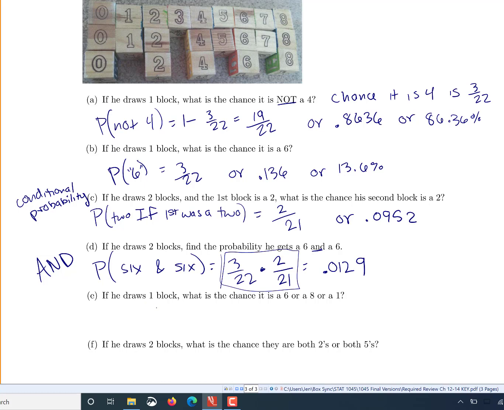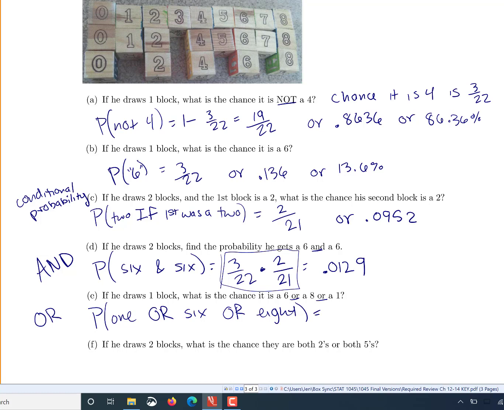Let's see next. If he draws 1 block, so now we're back down to 1, what's the chance that it is a 6 or an 8 or a 1? So we're looking for or probabilities. So and you multiply, or you add. So we're looking for the probability of a 1 or a 6 or an 8.